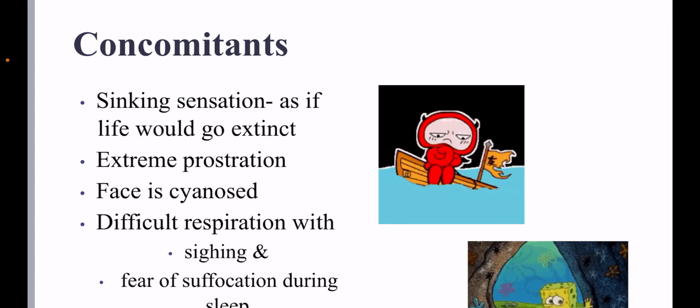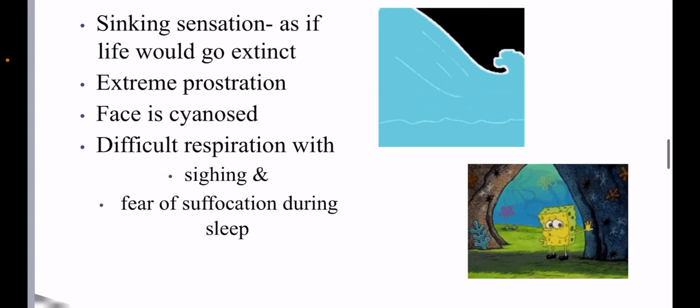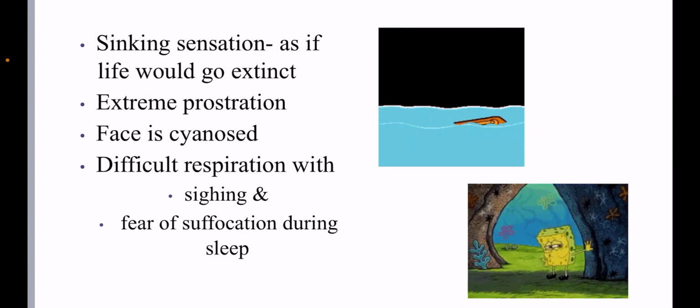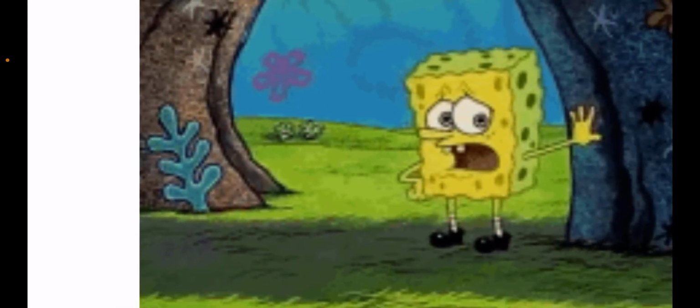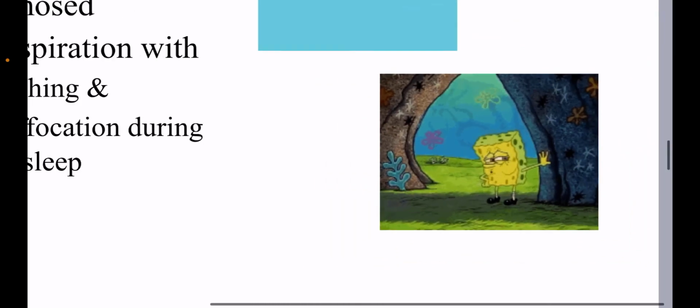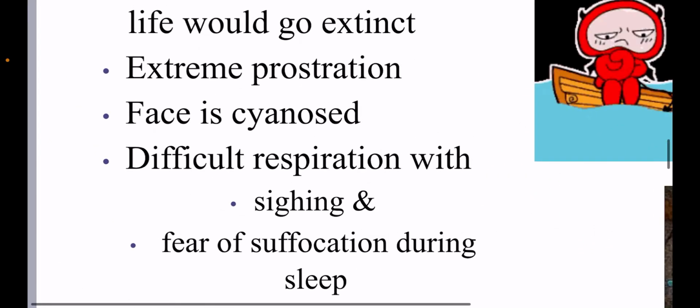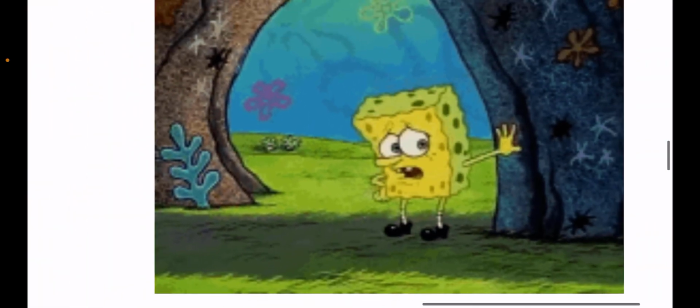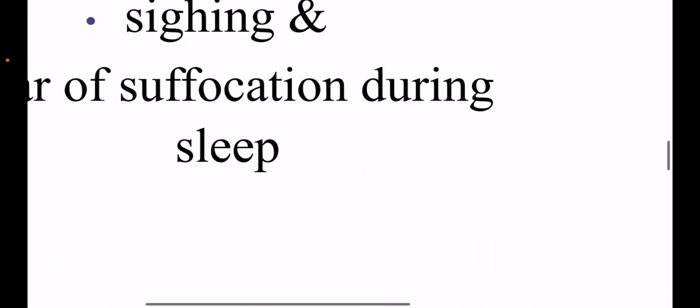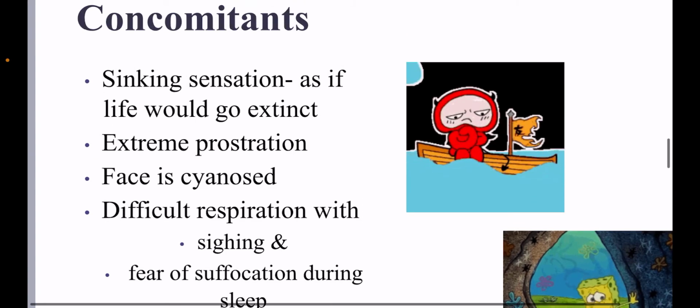Extreme prostration. The face is cyanosed, with difficult respiration with sighing, and fear of suffocation during sleep. So the person was sleeping, now he has fear of suffocation during sleep. And look at this person, how he is sighing. There is difficult respiration and a great sighing in Digitalis purpurea.